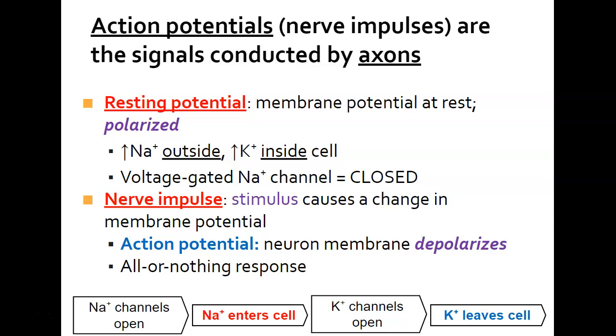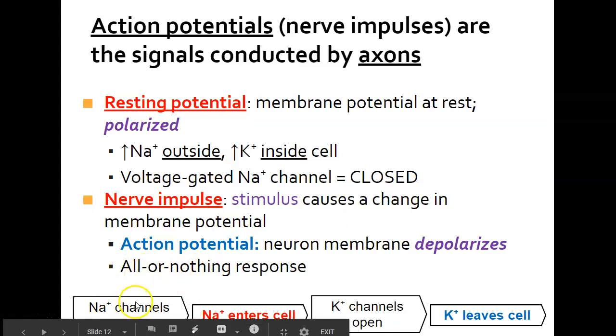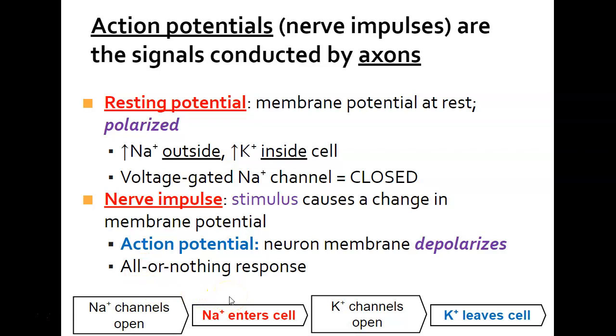It's really a function of, do you get to the point where you open those voltage gated channels? If you do, there will be an action potential or nerve impulse. And if you don't reach that threshold, then you won't. Those channels will remain closed. So overall, what happens is sodium channels open, and then that causes sodium to rush into the cell.